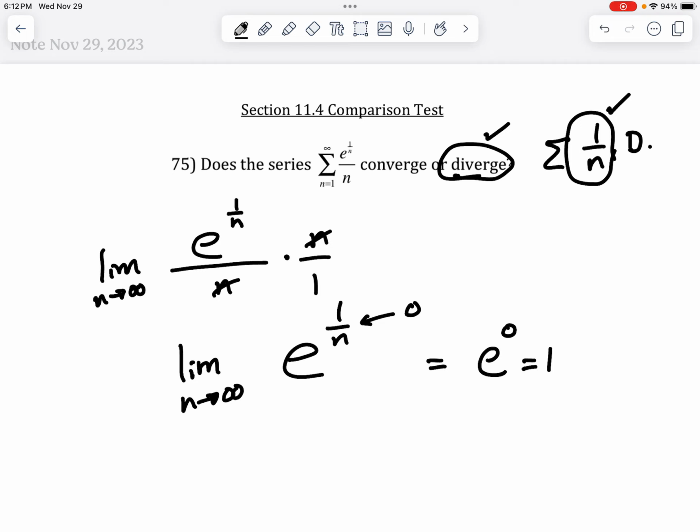And then that's it. The direct comparison test says if you get a number that is bigger than 0, not equal to 0, therefore it diverges.